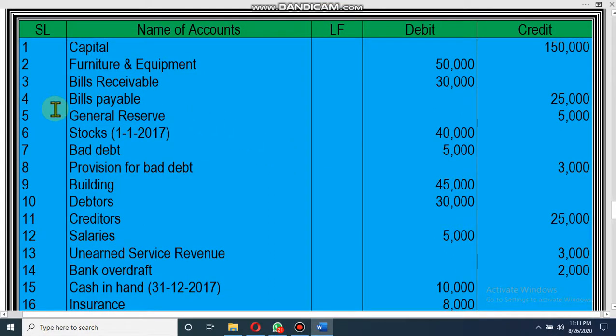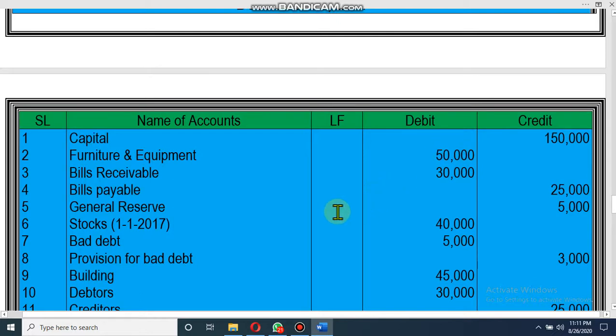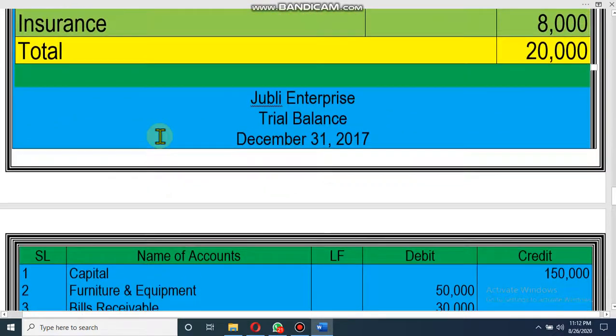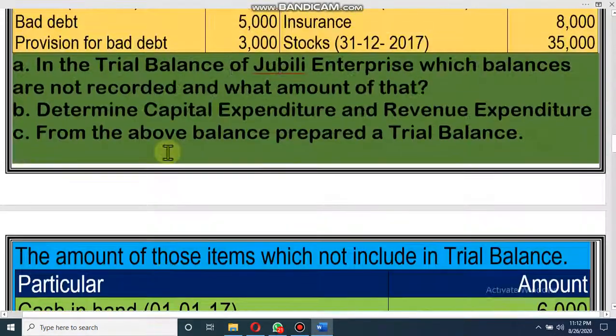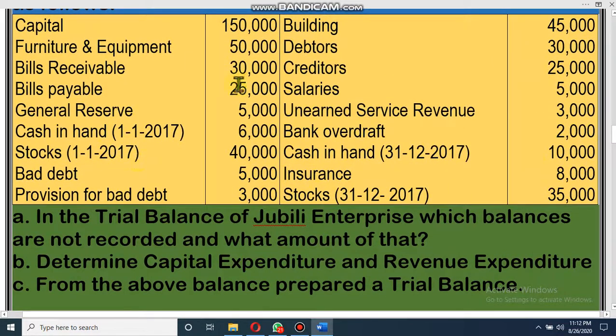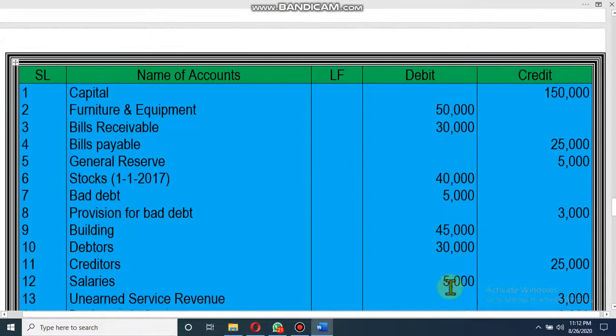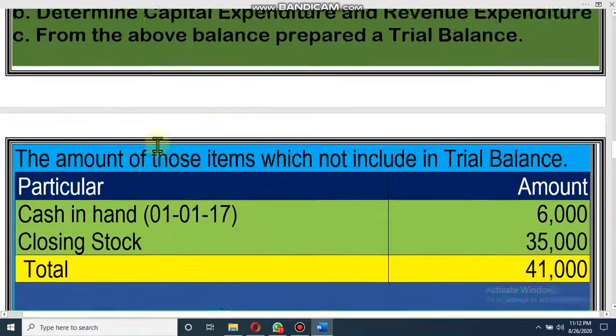At first you have to write serial, then name of account, then ledger folio, then debit taka, credit taka. That means how many columns are there in a trial balance? There are 5 columns in a trial balance. In the first column you will write the serial, then in the second column you will write all the names of accounts together from the question. Look at all the ledger balances, you will write them together. Then some accounts will be debited and some accounts will be credited. Now the question is which account will be debited and which account will be credited. Let's come to the math questions.